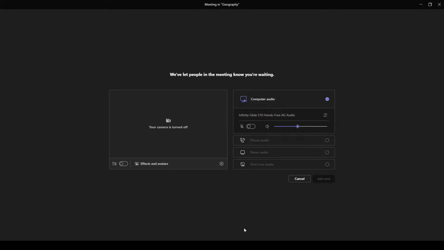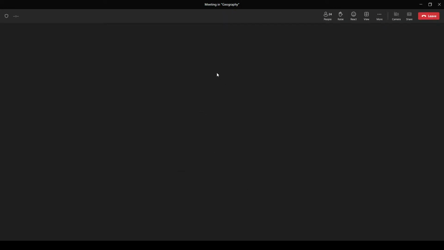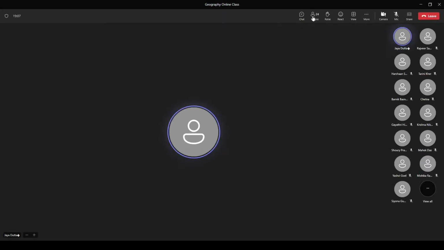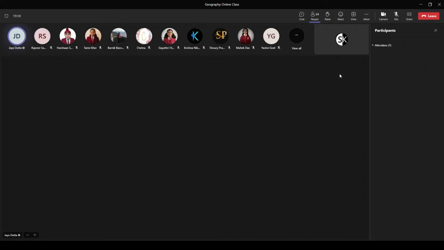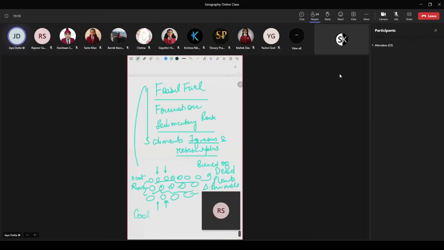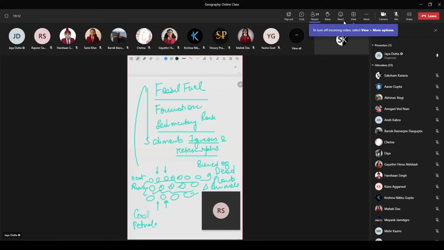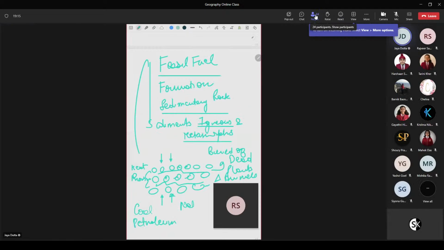So these fossil fuels are divided into what? These fossil fuels are divided into three parts. Okay? And these three fossil fuels are what? You have coal, petroleum, and natural gas. We have already done coal in yesterday's class, and now we are going to focus upon petroleum and natural gas.